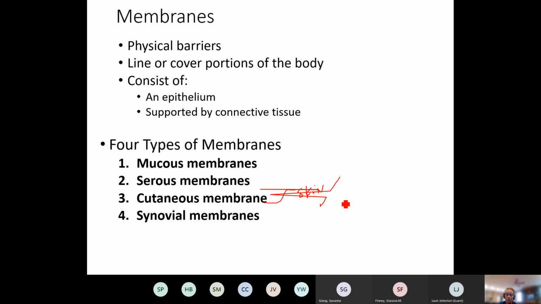And then when you get to chapter 5, you'll learn the hypodermis layer is the superficial fascia that keeps the cutaneous membrane, or the skin, connected to the underlying muscle tissue. And so another name for the hypodermis layer is the subcutaneous layer. Okay.